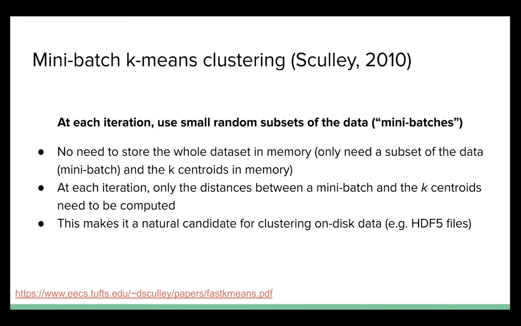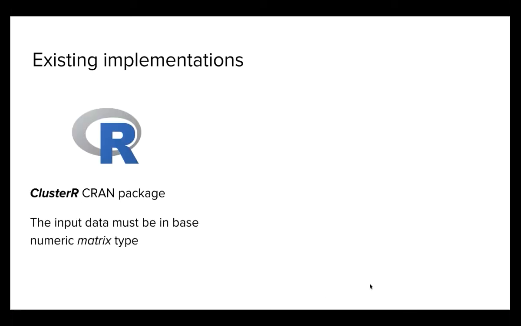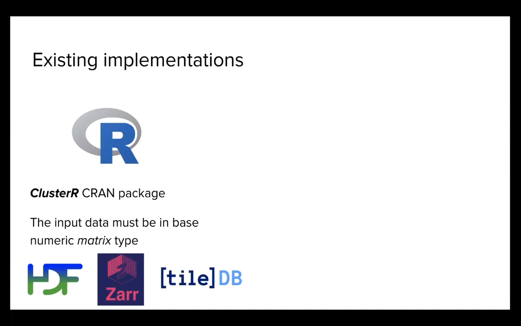And this also makes it a really natural candidate for clustering on-disk data, because I only need to load in, for example, 1% of the data at a time to be able to run this algorithm. I searched around for some existing implementations of mini-batch k-means. There is one in a package called ClusterR within the R programming language. The problem with this package is that the input data must be in a base numeric matrix type. If you're not familiar with what that means, just know that these on-disk data formats that would be really nice to use are not possible to use with this package. So it does not make it a viable package for us.